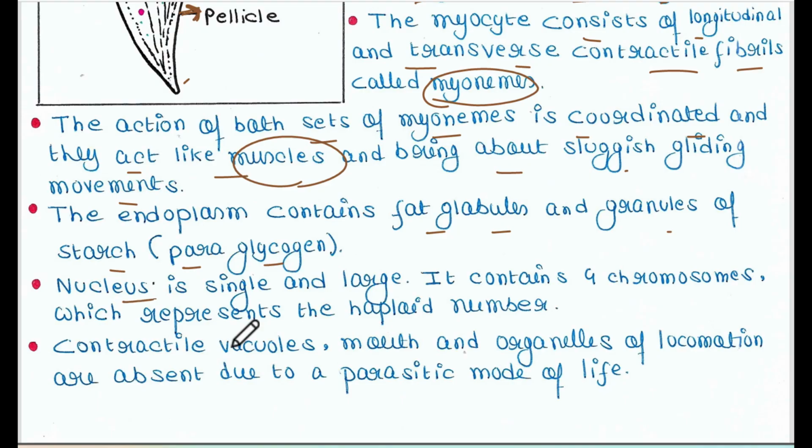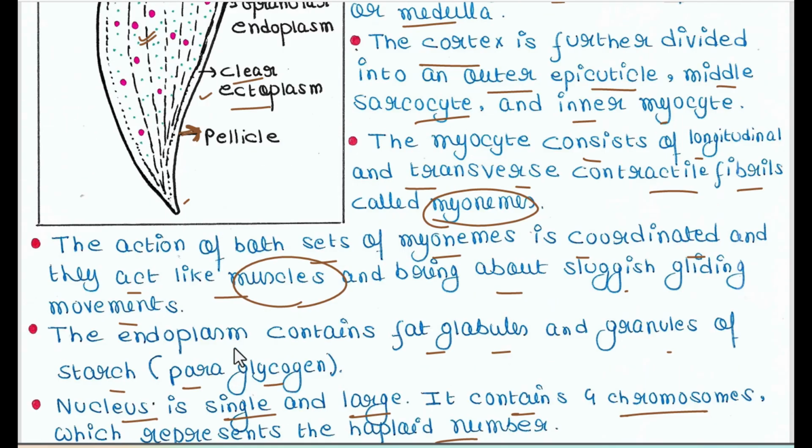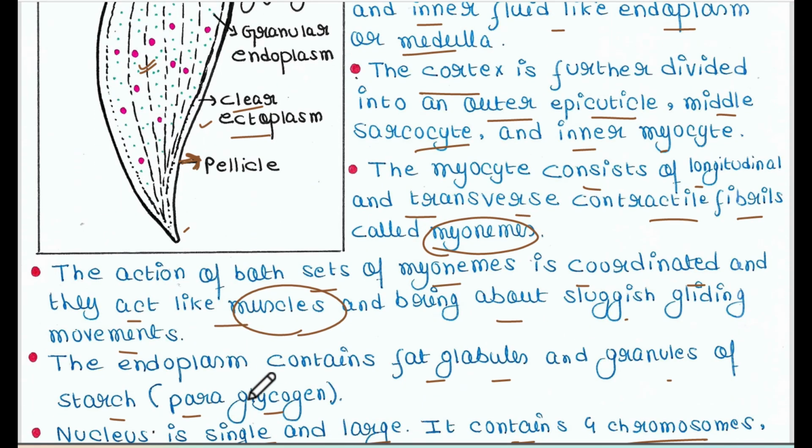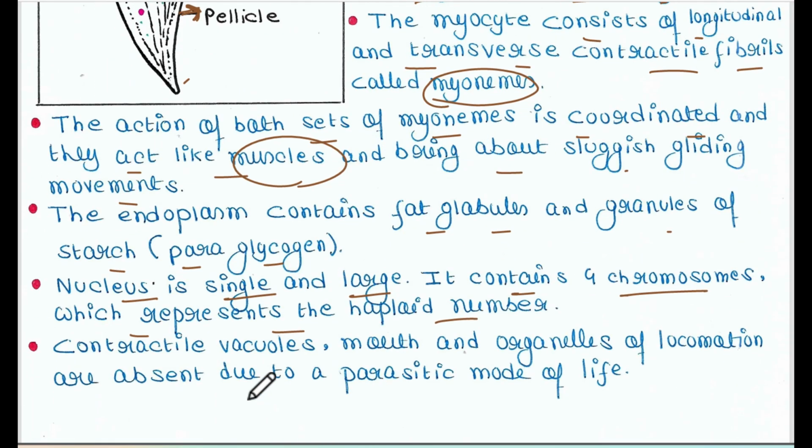And it has also nucleus. Nucleus is single and large. It contains 4 chromosomes, which represents the haploid number. So this is the large nucleus. It has 4 chromosomes and it is haploid. So you can say it is N.